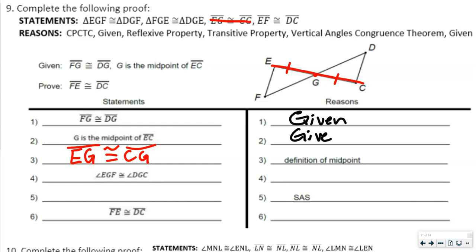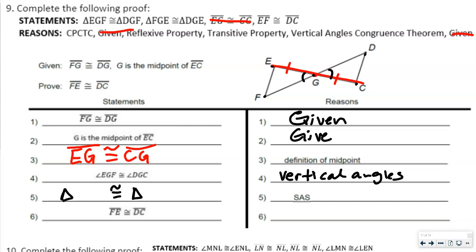Okay. Oh, let me mark out our givens up here too. Given, okay. Then it says these 2 angles are congruent. EGF, this angle, is congruent with DGC, right? Why are those angles congruent? Because they're vertical angles, aren't they? Okay, I'm just going to write vertical angles. Then it says side angle side. So that means we have a triangle congruent statement, right?